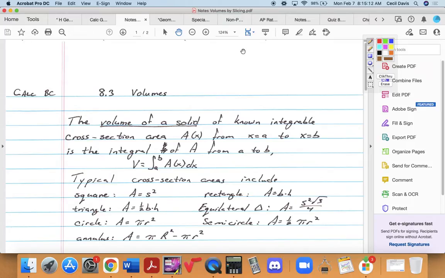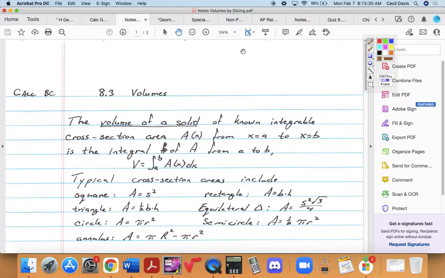All right, so today we're going to talk about volumes by slicing. We'll talk about volumes of revolution, I believe starting tomorrow. But so far we've done area. We haven't done anything really three-dimensional yet.